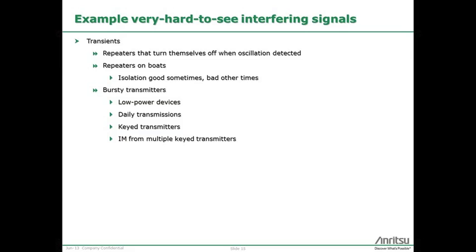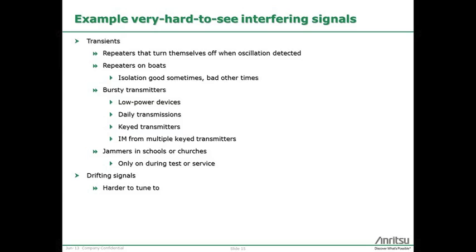Or bursty transmitters. There's a number of these, things that are very low power for saving their battery, or things that only transmit, say, once a day, such as uplinks of data from point-of-sale systems, or keyed transmitters that only transmit when a person is holding a key down, or even worse, when you get intermodulation from multiple keyed transmitters. So you only get the signal when several transmitters are on at the same time. That's particularly difficult. Jammers in schools or churches, maybe they're only on at particular times of the day or week.